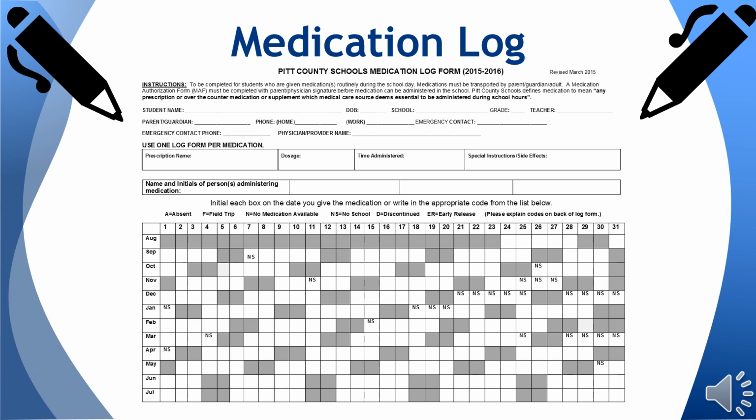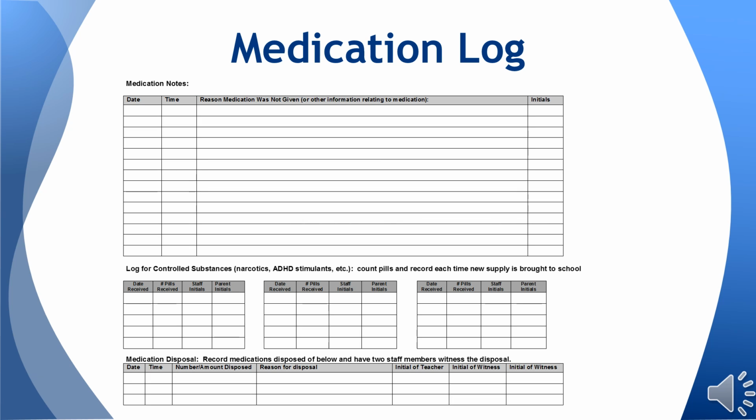For controlled substances, such as ADHD medication and narcotics, please turn to the back of the form and document the number of pills received by or returned to the parent. Both you and the parent must initial the form. You will also document any missed medications on the back of this form.